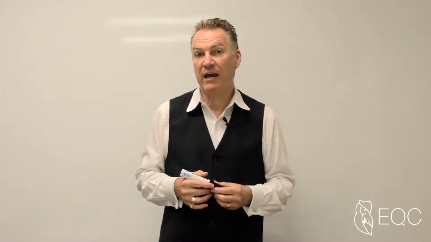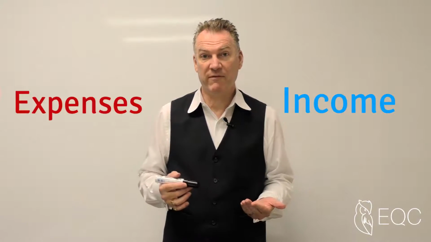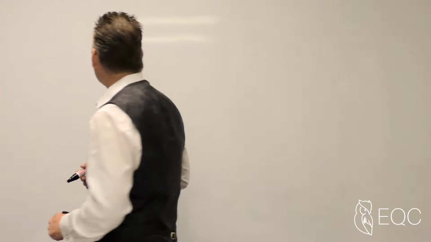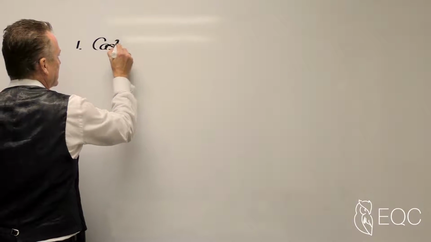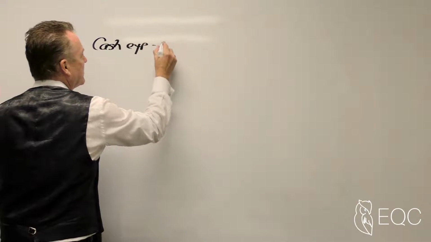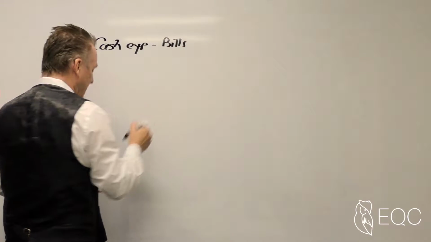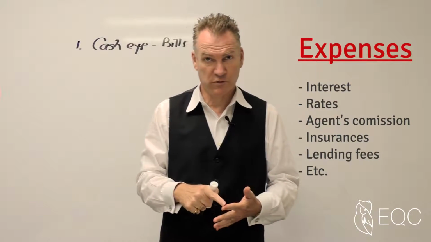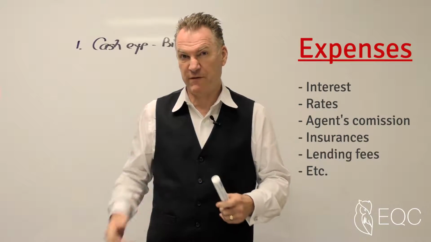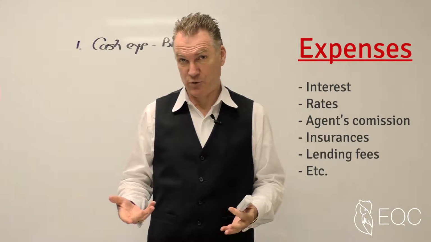So when you have property, you have two things. We have income and we have expenses. Now in relation to the expenses, you have two types. The first one is what we call cash expenses. Now, I call them the bills. So, as an example, you have interest, you have rates, you have agent's commission, you have insurances, you have letting fees, and all the other things that you physically pay, whether you have a tenant or not.